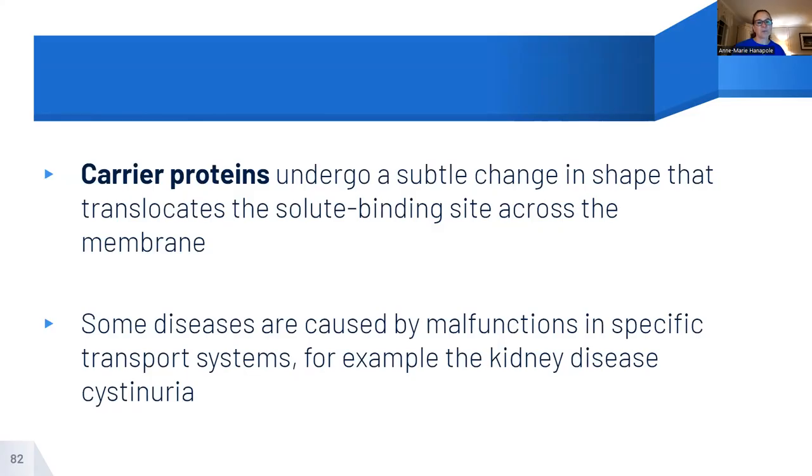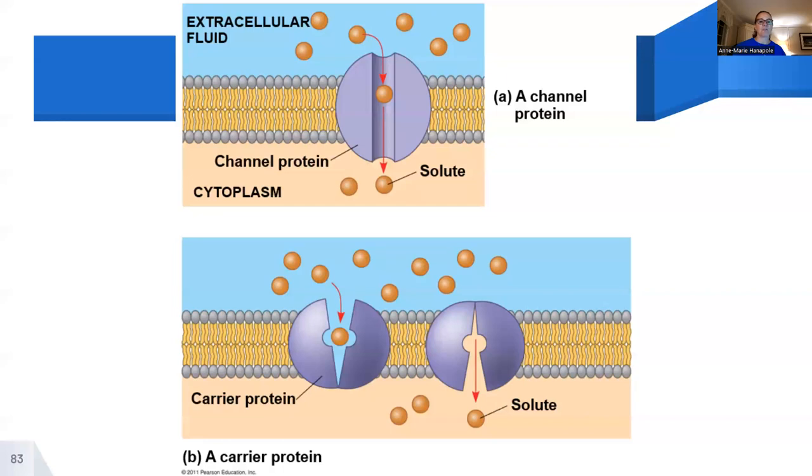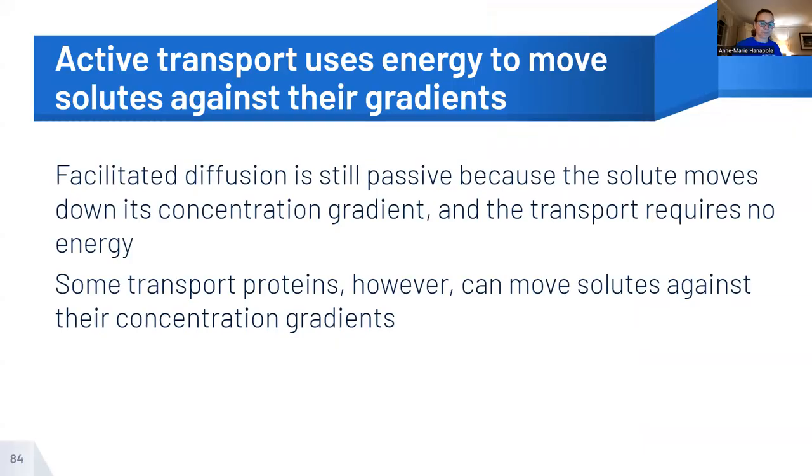And then, of course, the carrier proteins. They change shape to move molecules into and out of the cell. Some diseases are caused by malfunctions in these specific transport proteins. For example, kidney disease would be one example of a defective protein in the membrane. So channel proteins allow the flow of certain molecules into the cell, kind of like through a tunnel, and carrier proteins transform and change shape when they are transporting those molecules into the cell.